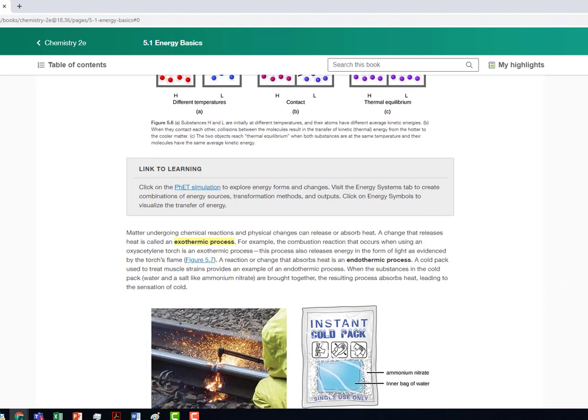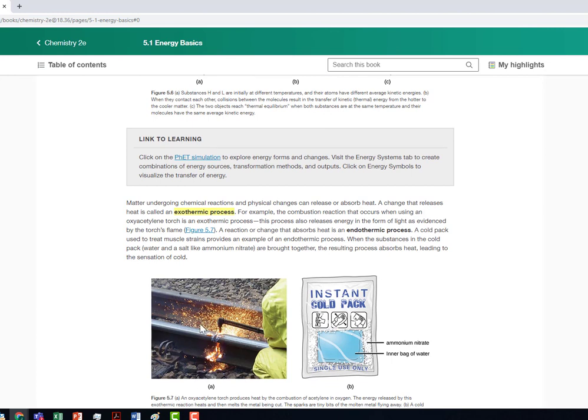An example of an exothermic process is what we're showing here, an acetylene torch. There's a chemical reaction going on here, and as that reaction is occurring, energy is coming out of the bonds in the molecules and going into the surroundings, and the surroundings will experience that as this torch increases the thermal energy of the surroundings.